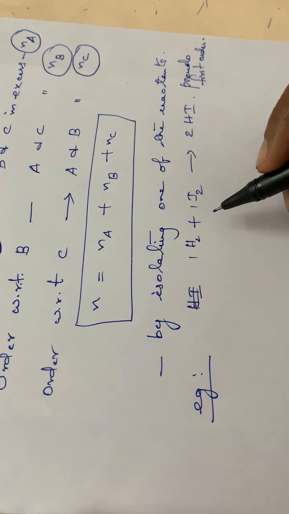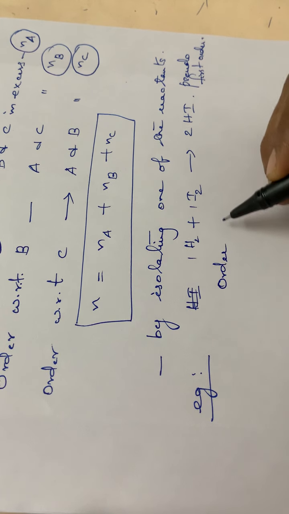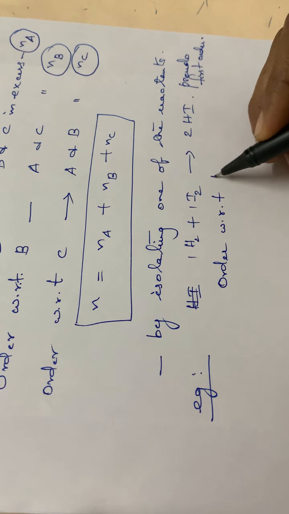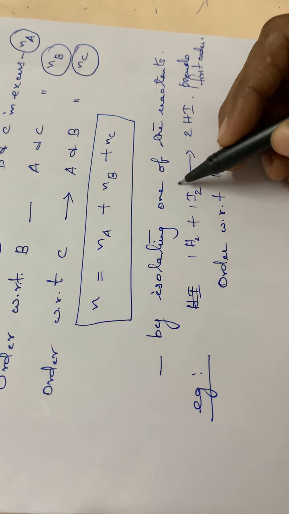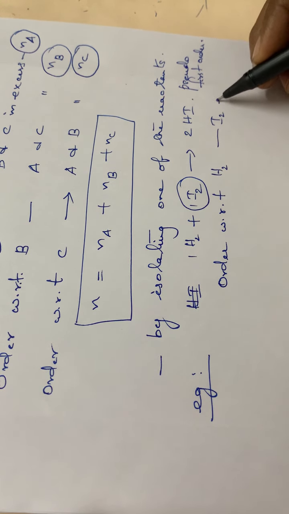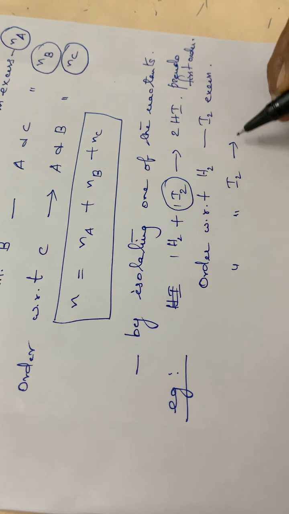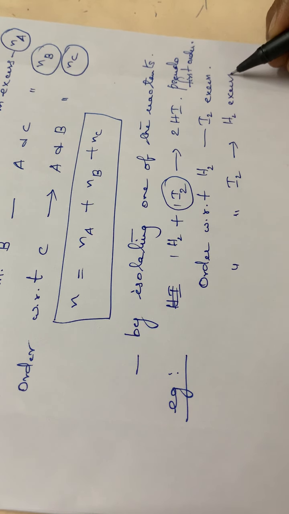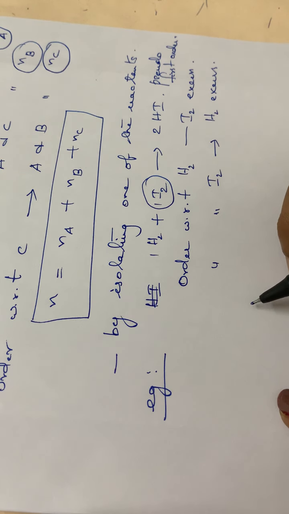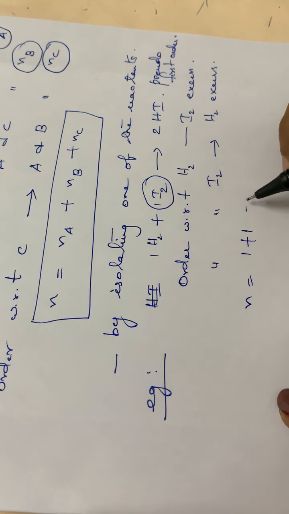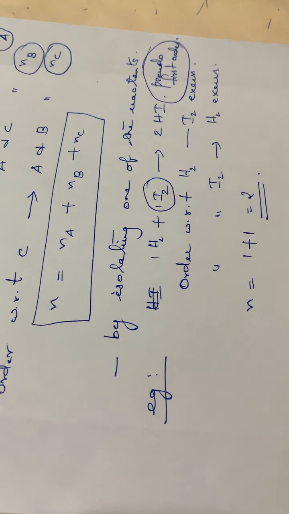Here, first of all, we have to find the order of the reaction with respect to hydrogen, taking iodine in excess. That is the first step. Then the next step, we find the order with respect to iodine, where we take hydrogen in excess. So what about the overall order? N is equal to 1 plus 1, that is equal to 2. So it is a second order reaction, but actually it is a pseudo first order reaction.